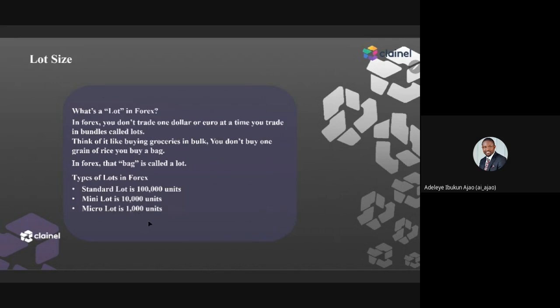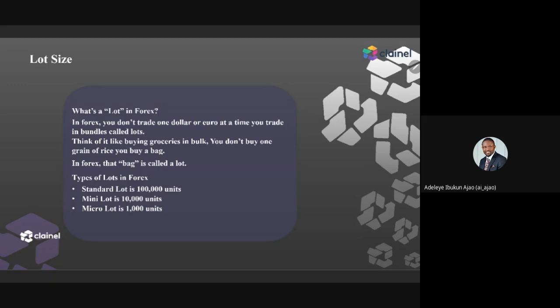So now, how does this come in? How does this work? So, for example, you go long with one standard lot size. You go long on euro by saying go long.